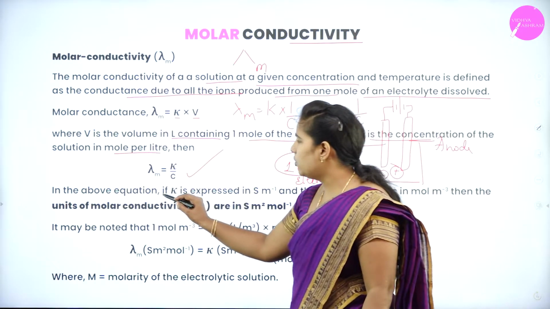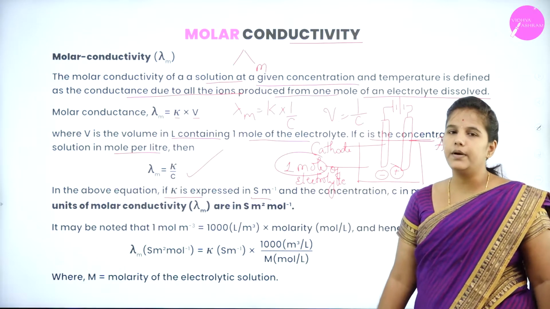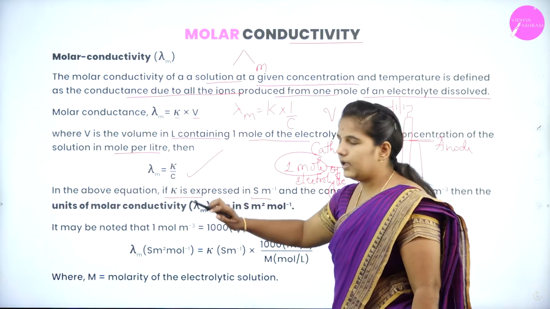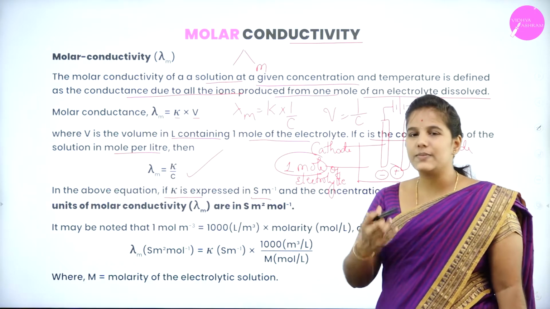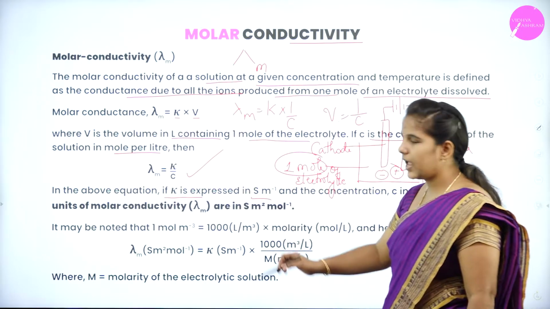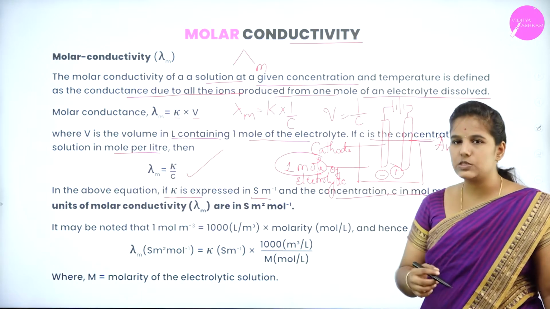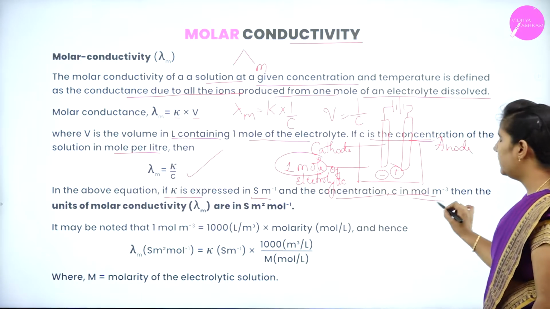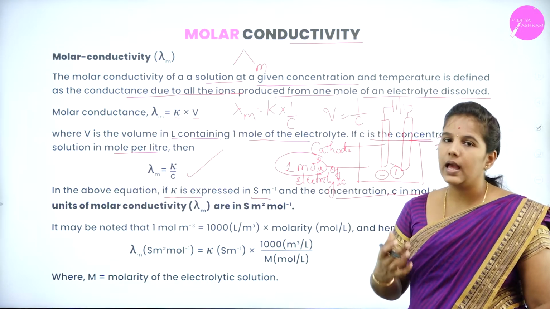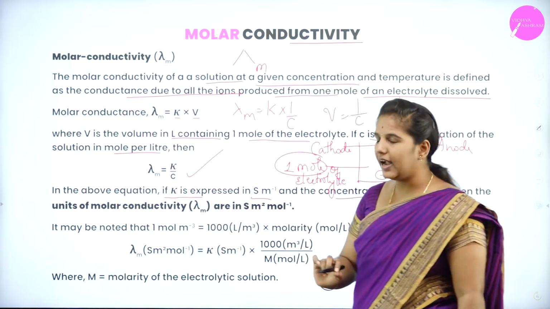Then in the above equation, K is expressed in terms of Siemens per meter. Why? We have already understood that kappa, which is nothing but the conductivity or specific conductance, can be expressed in terms of Siemens per meter. And also the concentration we express in terms of mole per dm cube, or mole per cubic meter. So how do we find the unit for this molar conductivity?